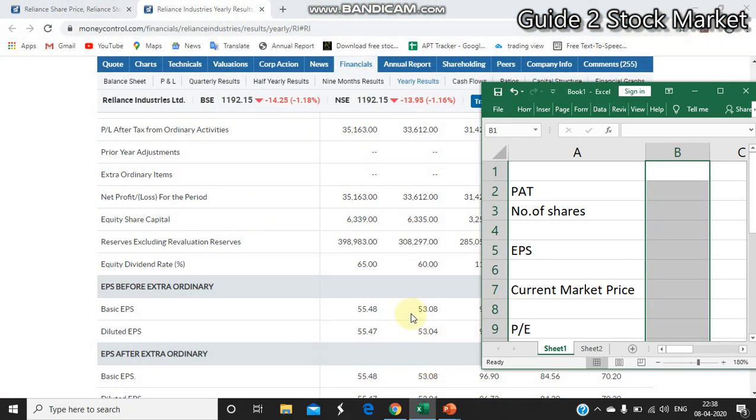the EPS. The profit after tax is 35,163. Total number of shares is 633.9 crores. If you want to know how I calculated this, watch my previous share capital video. You will know how to calculate this number of shares. So EPS is PAT by number of shares, that is 55.47. Hope you got this.